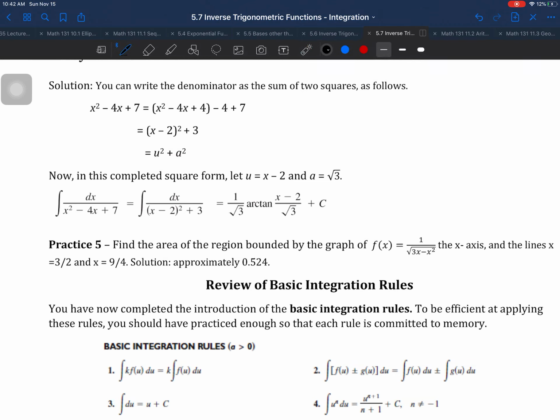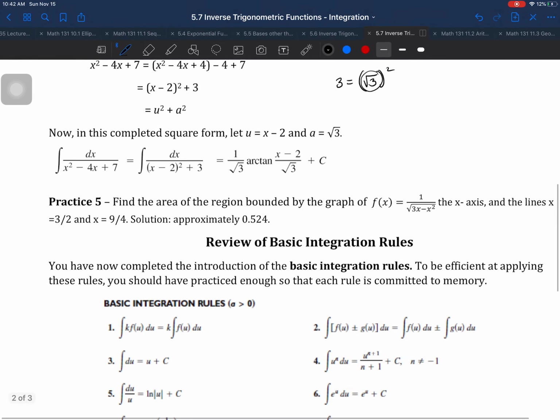You can always write any number you want as a perfect square. How? Just take the square root of it and then square it, right? So this is the base of this square. So that's never going to be a problem, right?